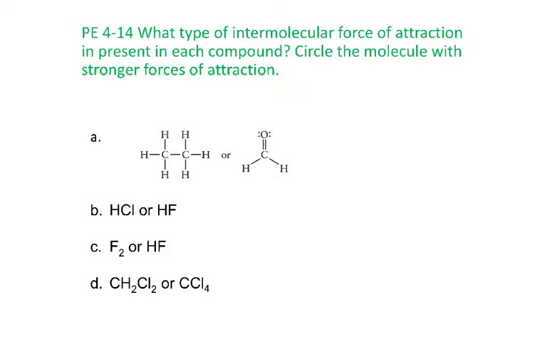There's a pair of molecules presented in each case, and we want to determine what type of intermolecular forces of attraction are present in each compound, and then circle the one that has the stronger forces of attraction. So go ahead and pause this and work through A, B, C, and D, and when you come back, we'll go over the answers.